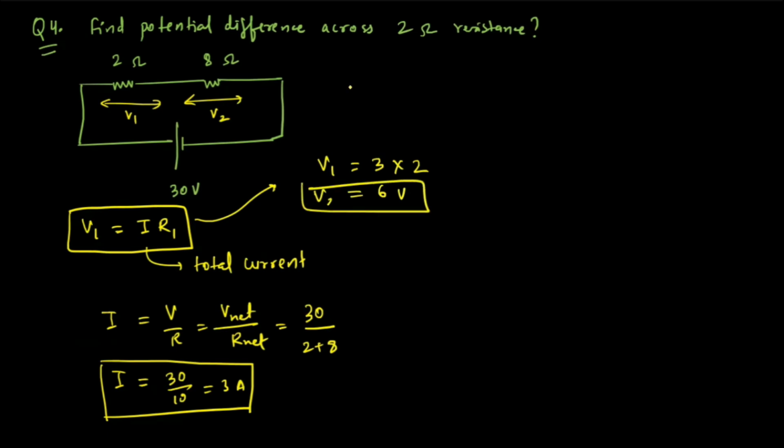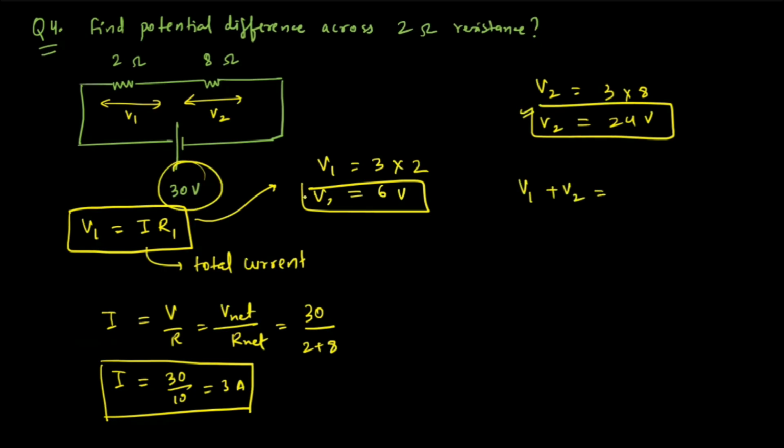Similarly, we have to find the potential across the 8 ohm resistance. It is going to be 3 times 8, which is 24 volts. Always remember, in series combination, the sum of potentials should be the same. So V1 plus V2 must be equal to the net potential of the battery, which is 30.